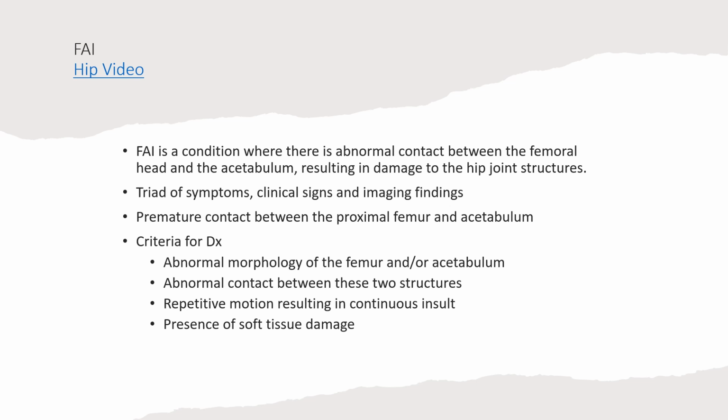So it's really a premature contact between that proximal femur and the acetabulum. And you can see down here the criteria for the diagnosis of this FAI is that abnormal morphology of the femur and/or acetabulum. You have that premature contact and you have that repetitive motion resulting in continuous insult, and the presence of some soft tissue damage as well.